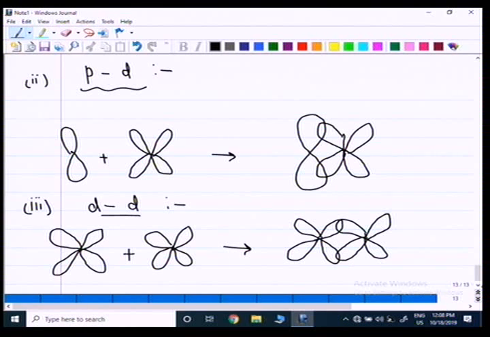Okay, so guys, pi bond can be formed in 3 ways: by the PP overlapping, by the PD overlapping, and by the DD overlapping. Please copy it, confirm once. If you have any question or query, please ask me.